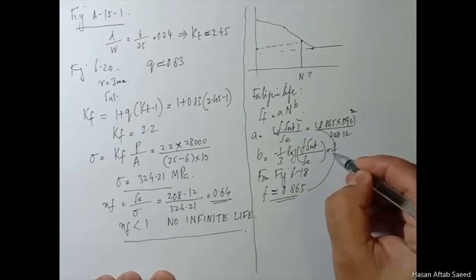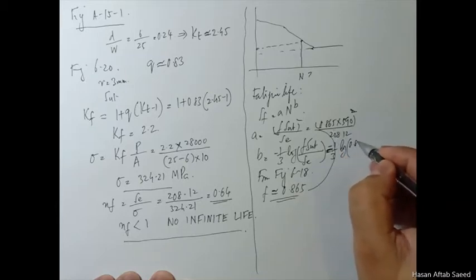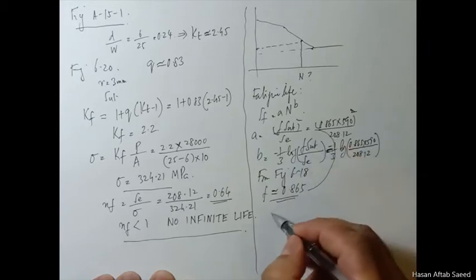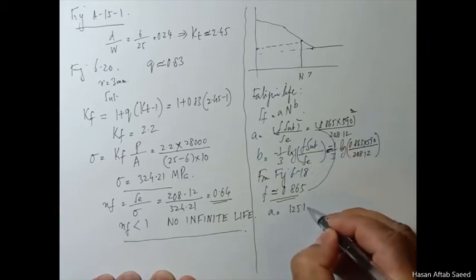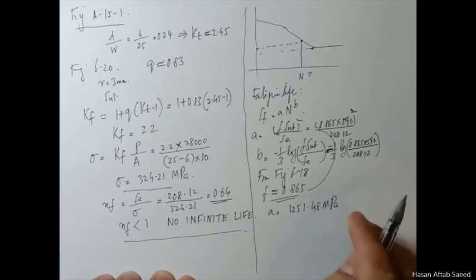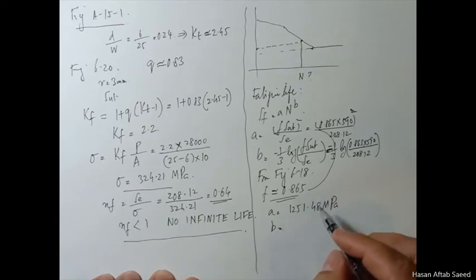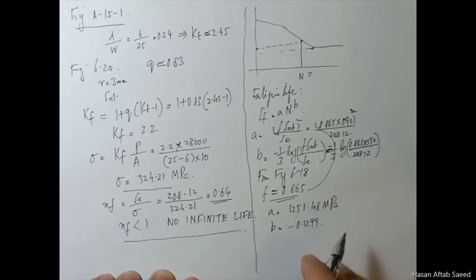Similarly, this is 1 minus 1 over 3 log of 0.865 into 590 over 208.12. And if you solve these, you get 1251.48 megapascals. This has units of megapascals. And B, which is dimensionless, is this. This is the value of A and B.